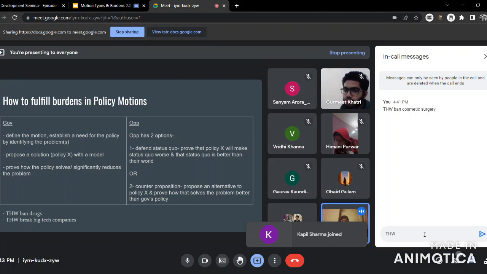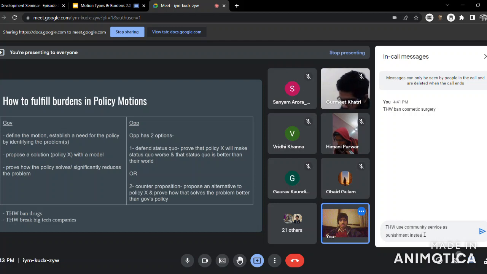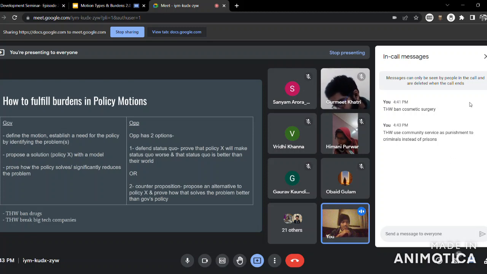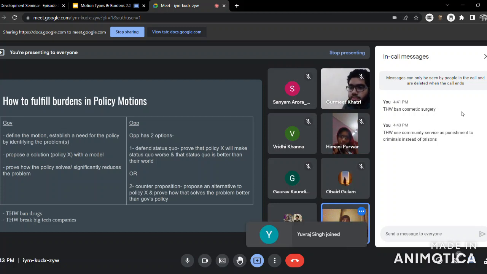Suppose the motion, this is a rough motion, I remember it from somewhere, but not the exact wording, but I'll just type out the motion here. Cool. So let's say this is the motion in a debate. This house would use community service as punishment to criminals instead of prisons.